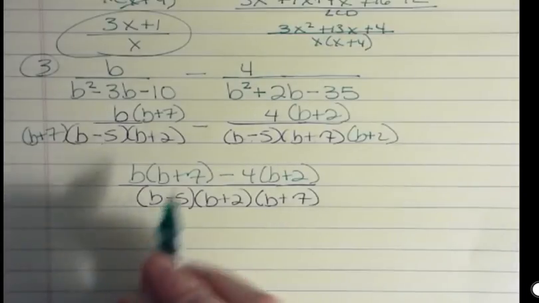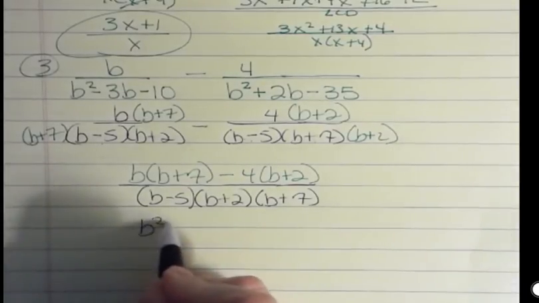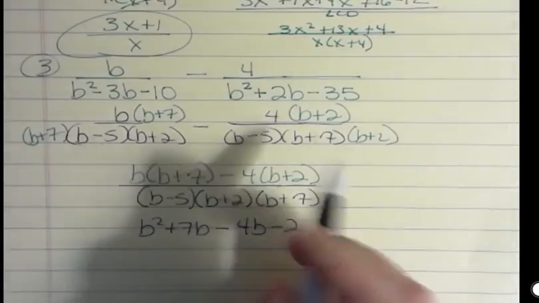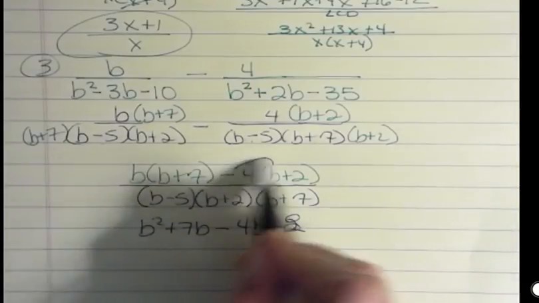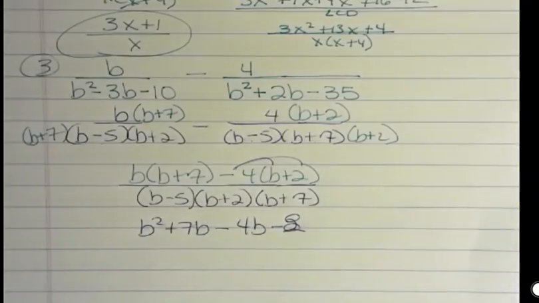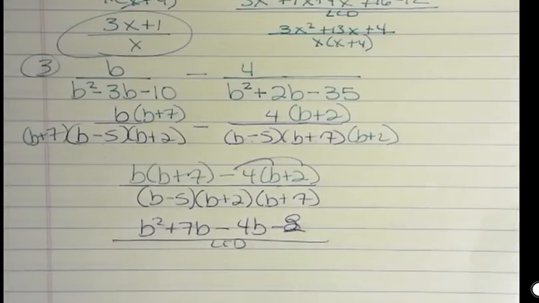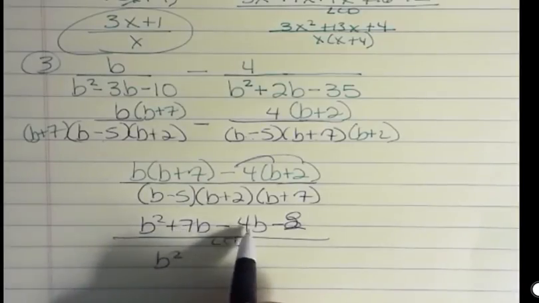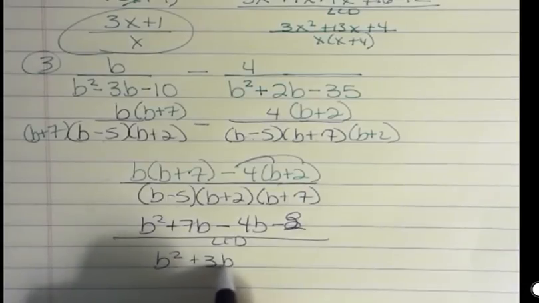those. So I have b squared plus 7b minus 4b minus 8, sorry, as I said that, don't forget about distributing your minus 4 to the 2. And then I still have my LCD, which I'm just going to write LCD for a minute. And then I have b squared, 7 minus 4 is 3, minus 8.